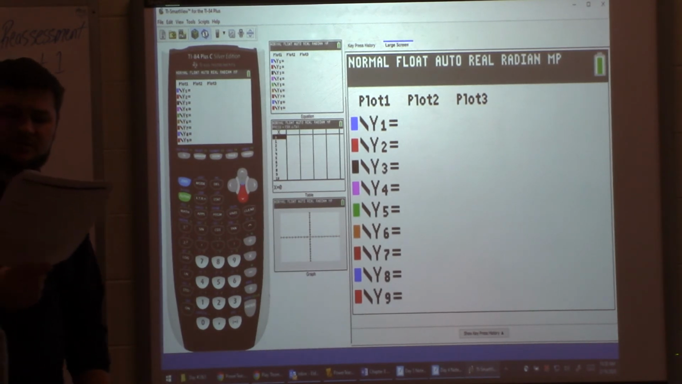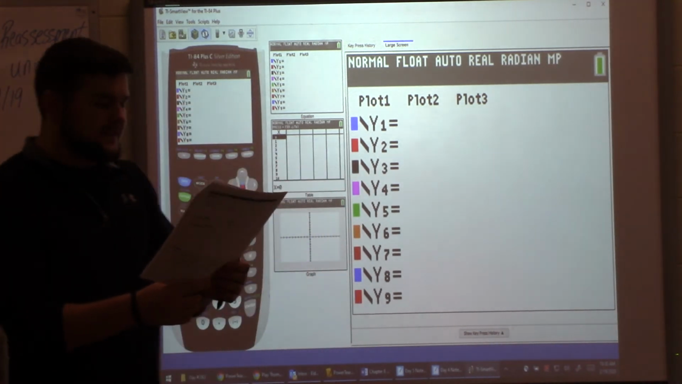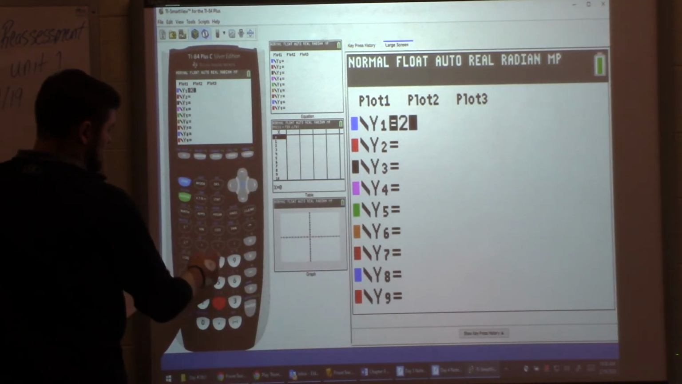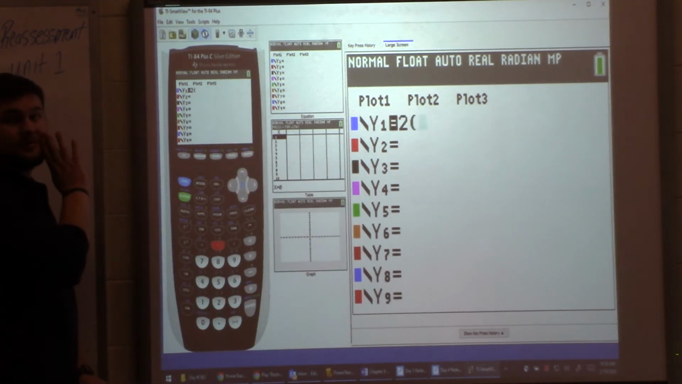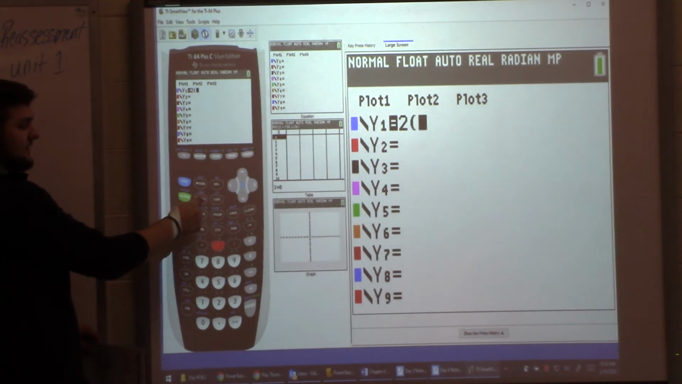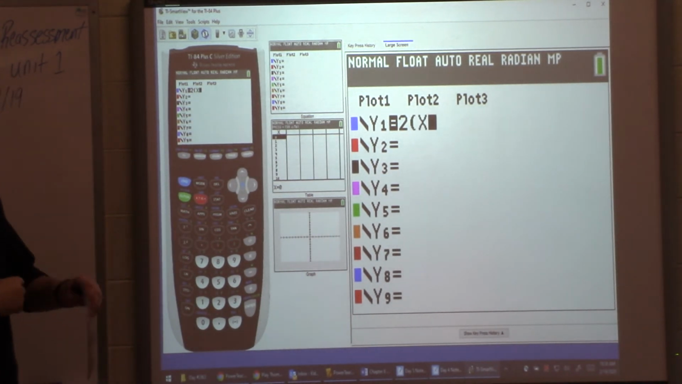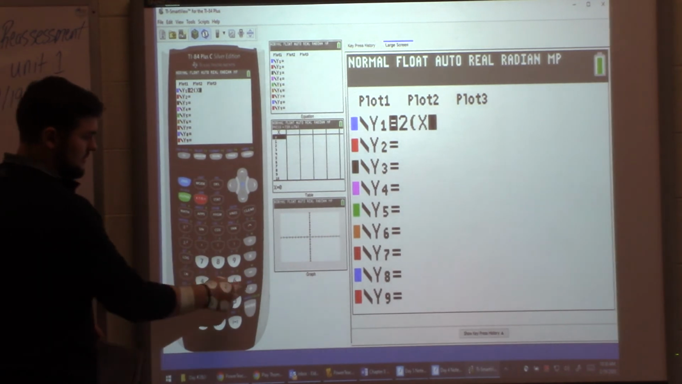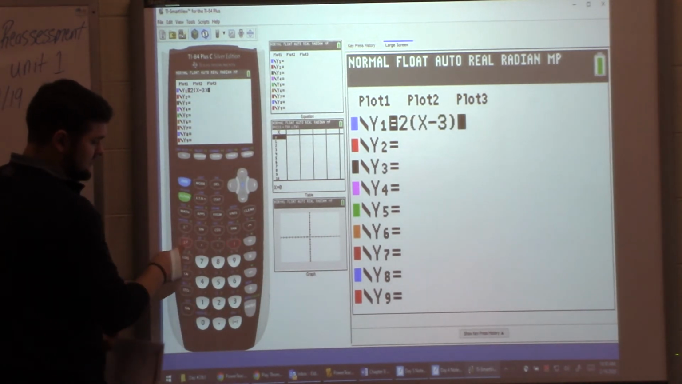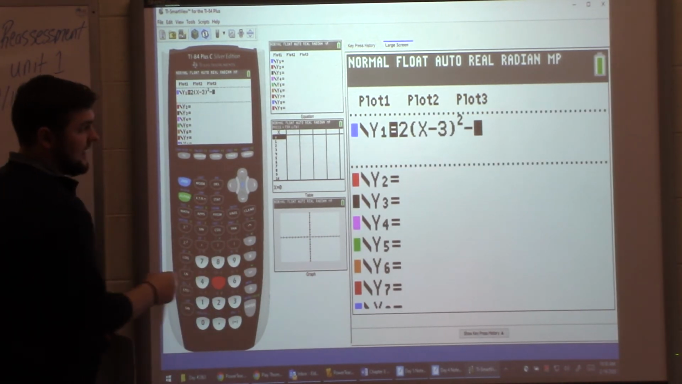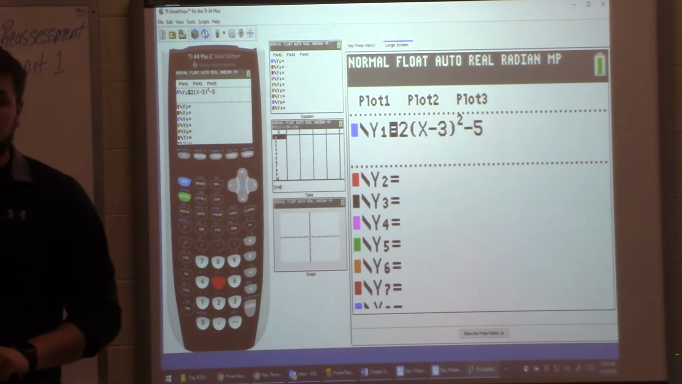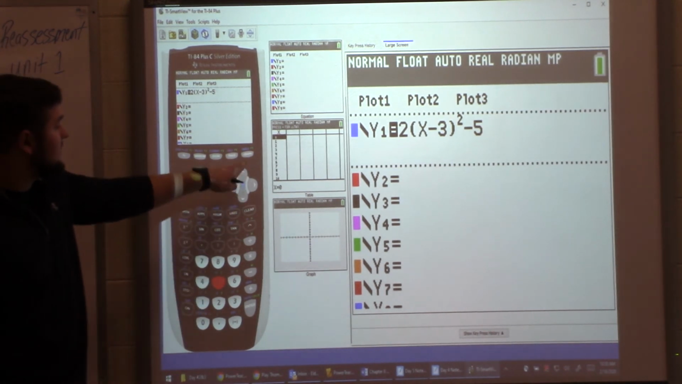Then what you're going to do, you'll notice the first question on your packet says, using a graph determine how many solutions each equation will have. We're going to plug in that first equation. 2, parentheses. Hey, if you don't remember where your variable button is, it's right by the alpha. It's X, T, theta. So x minus 3 parentheses squared minus 5.